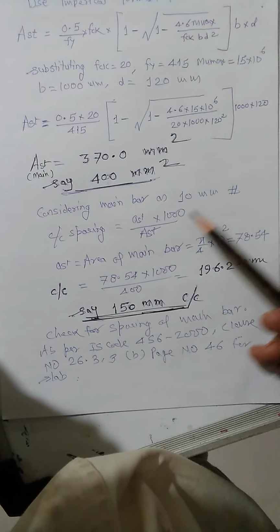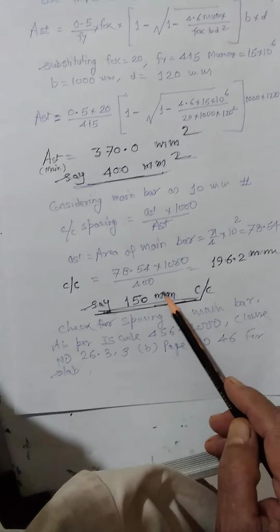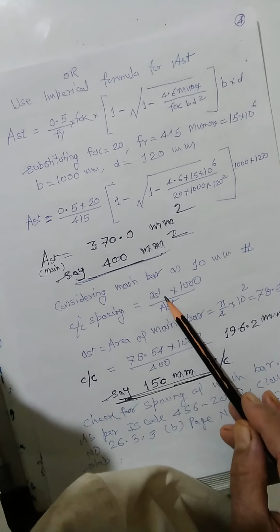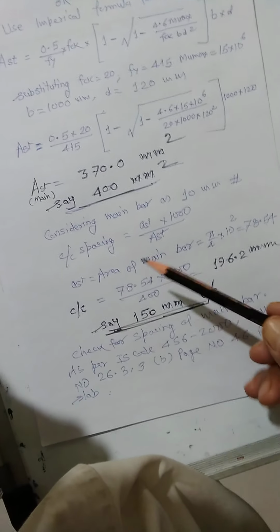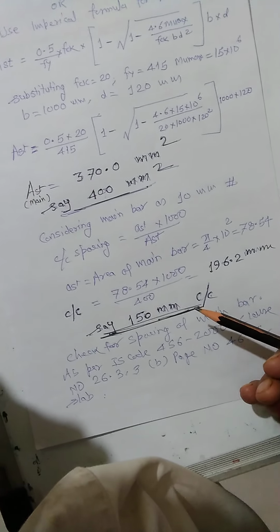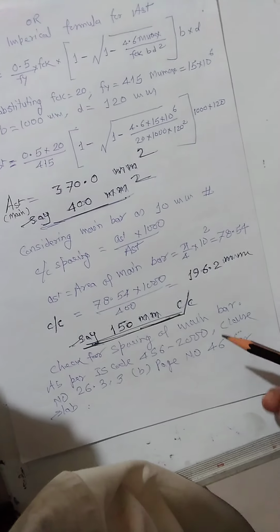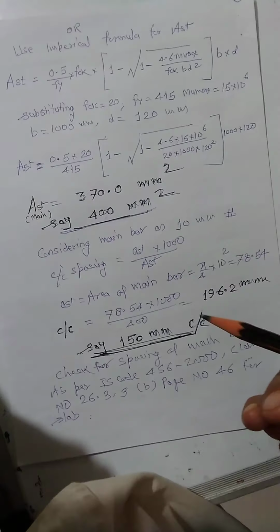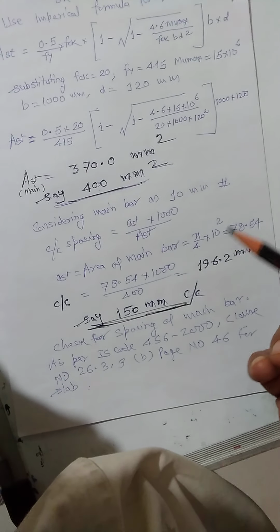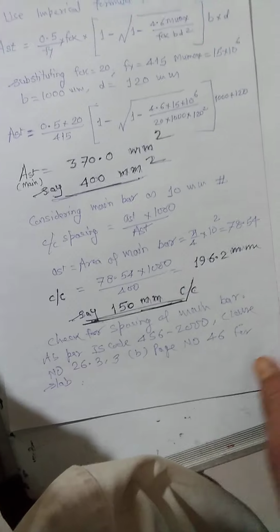I am rounding this off on the lower side, and I am considering this as 150 mm center to center. As I am reducing the spacing, it means definitely the area of steel actually increases. Under such circumstances, we'll have to see two more things. One, the checking for the spacing and the actual area of steel.